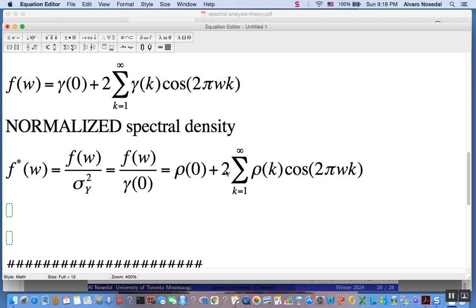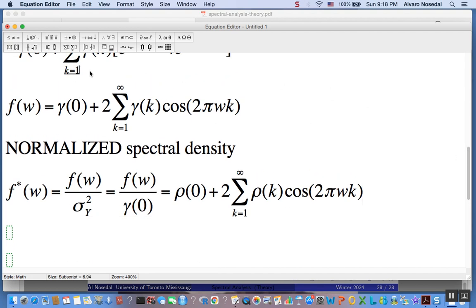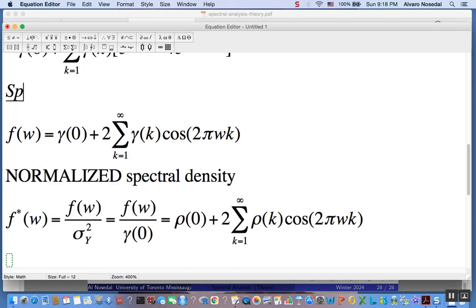So that's the main difference between the spectral density, this is the spectral density, and the normalized spectral density. This one here, using the autocovariance function, is the spectral density, and this is the normalized spectral density, which is just take the spectral density and divide by the variance of the process, or in other words, the spectral density divided by gamma at 0. Okay?